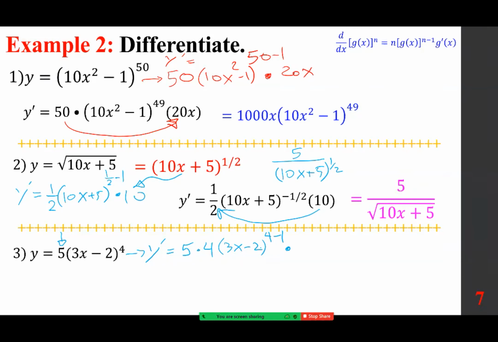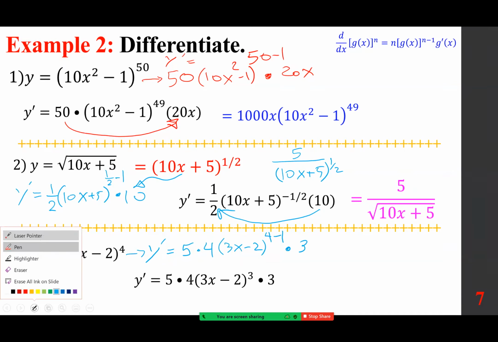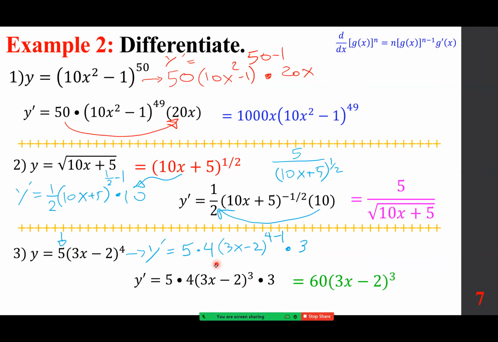And then the derivative of the parentheses 3x minus 2, this is g prime of x. So this is n, this is g of x to the power of n minus 1, and this is g prime of x, the derivative of the inside. Now 5 times 4 is 20, times 3 is 60, which comes in front.